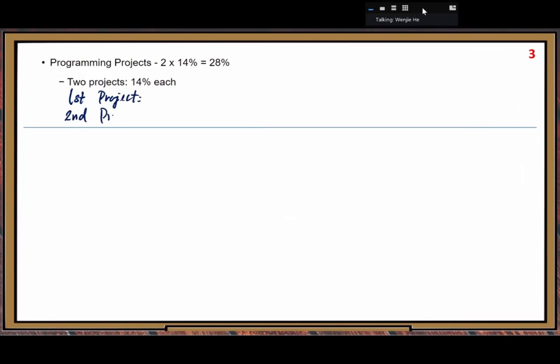Second project. All right, so I plan to do this. First project.